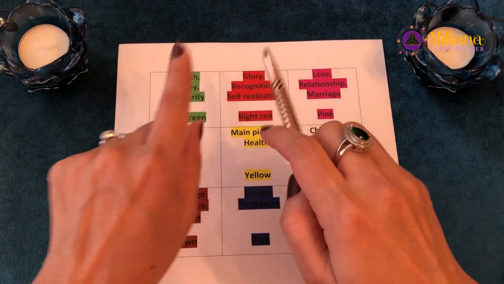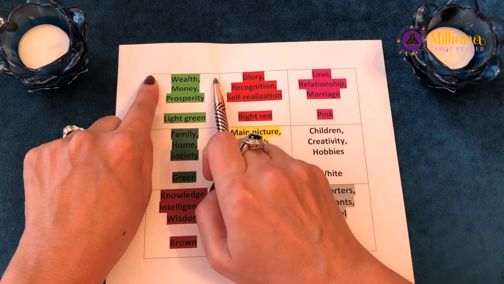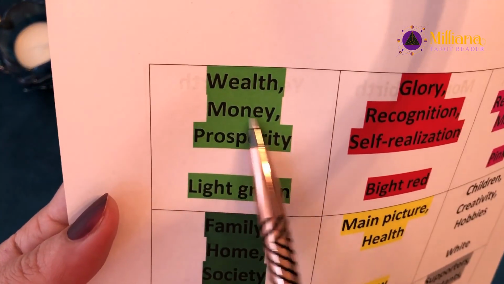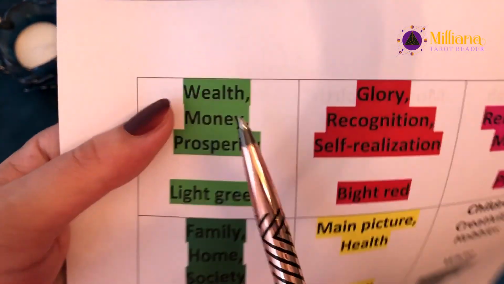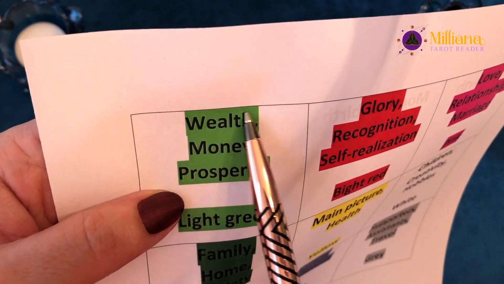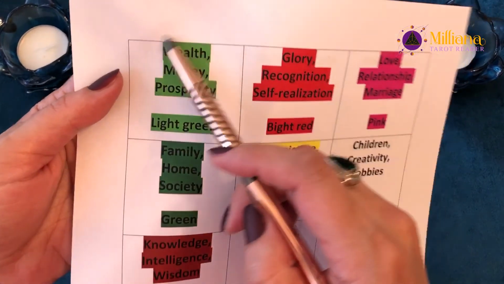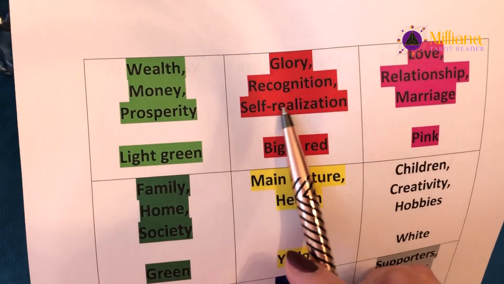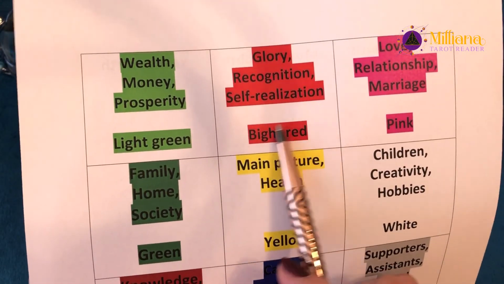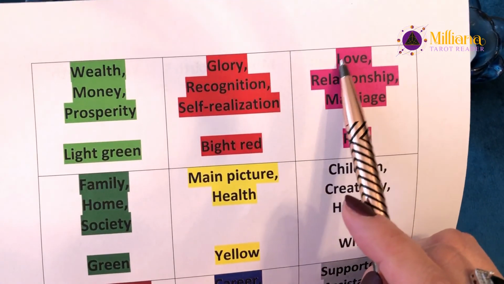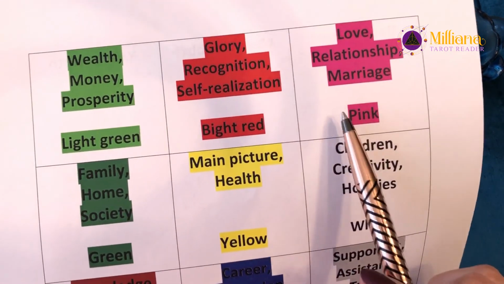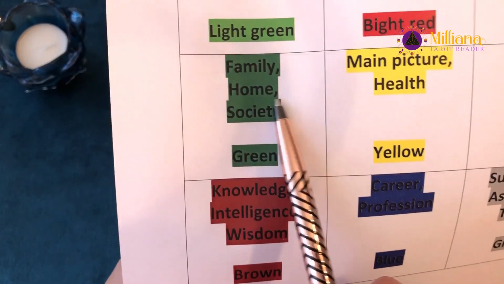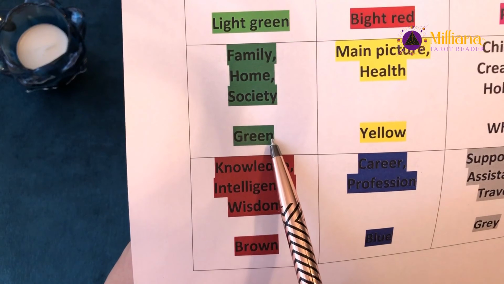Put the name of the section here on the top. The first section is called Wealth, Money, Prosperity. You can use little small letters right over here, and light green. The second section is called Glory, Recognition, Self-Realization. It has to be bright red. Third, Love, Relationship, Marriage. It has to be pink. Fourth, Family, Home, Society. It has to be green.